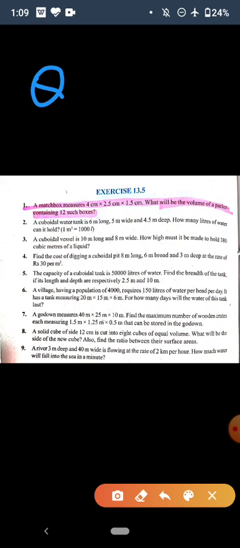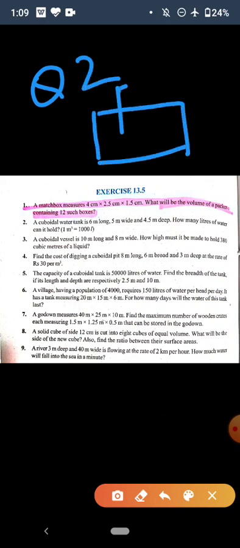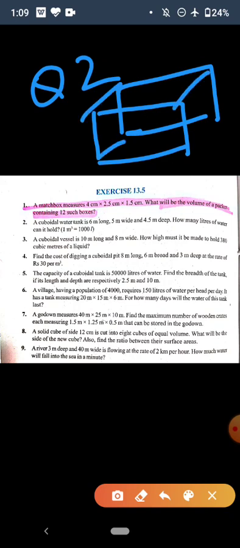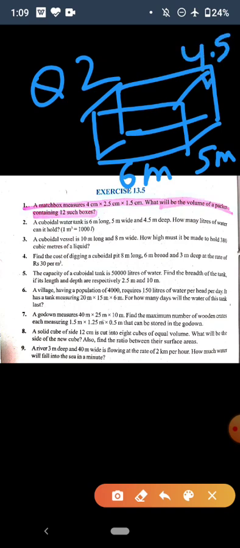Then question number 2, a cuboidal water tank. The tank is cuboidal and the length is given as 6 meter, breadth 5 meter and depth 4.5 meter. How many liters of water can it hold? Now this is a hollow tank, so we are talking about the capacity. The question is asking for capacity, and capacity is always in liter.